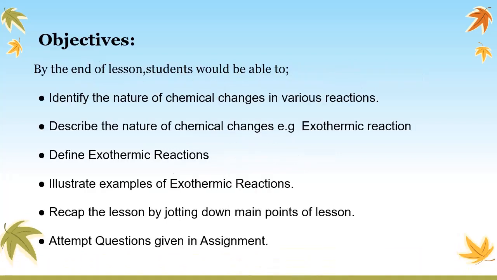Objectives. By the end of the lesson, students would be able to identify the nature of chemical changes in various reactions, describe the nature of chemical changes, for example, exothermic reactions, define exothermic reactions, illustrate examples of exothermic reactions, recap the lesson by jotting down main points of the lesson, and attempt questions given in the assignment.